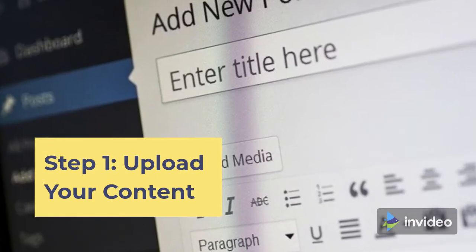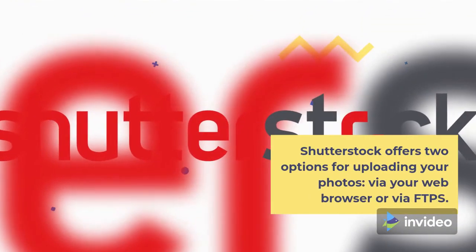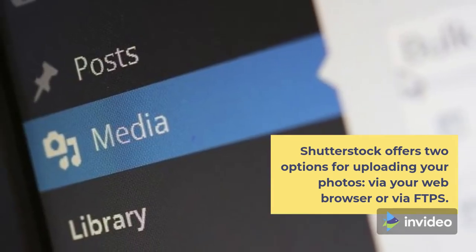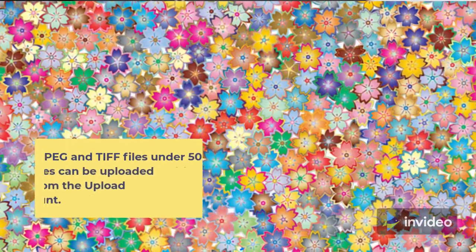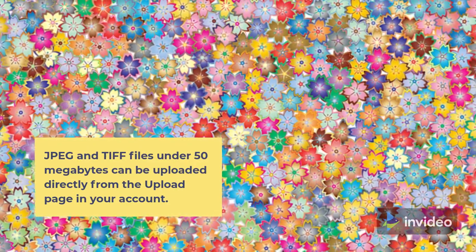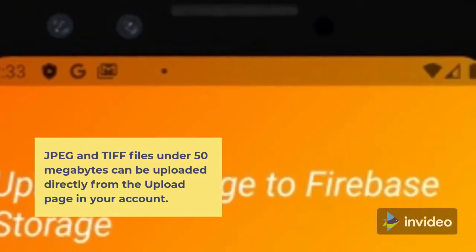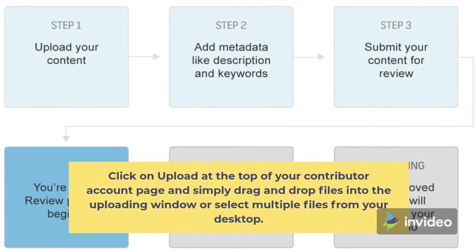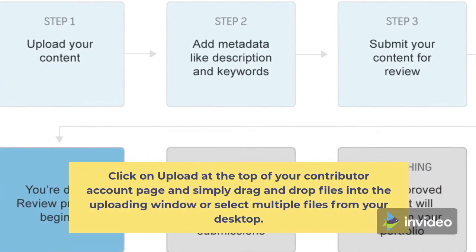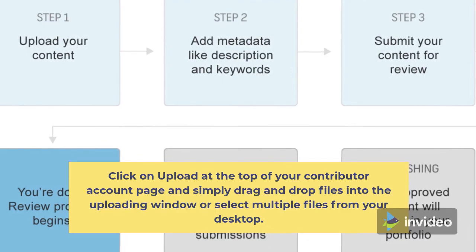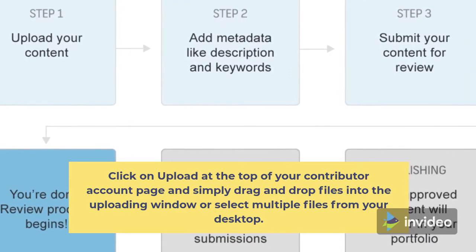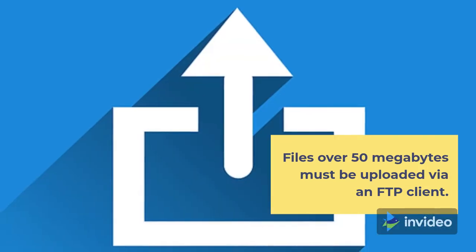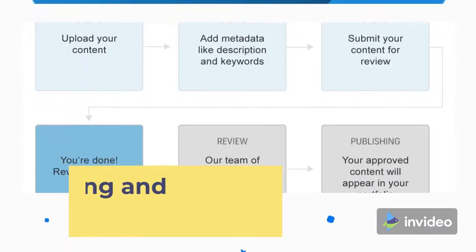Step 1. Upload your content. Shutterstock offers two options for uploading your photos, via your web browser or via FTPS. JPEG and TIFF files under 50 megabytes can be uploaded directly from the upload page in your account. Click on Upload at the top of your contributor account page and simply drag and drop files into the uploading window or select multiple files from your desktop. Files over 50 megabytes must be uploaded via an FTP client.